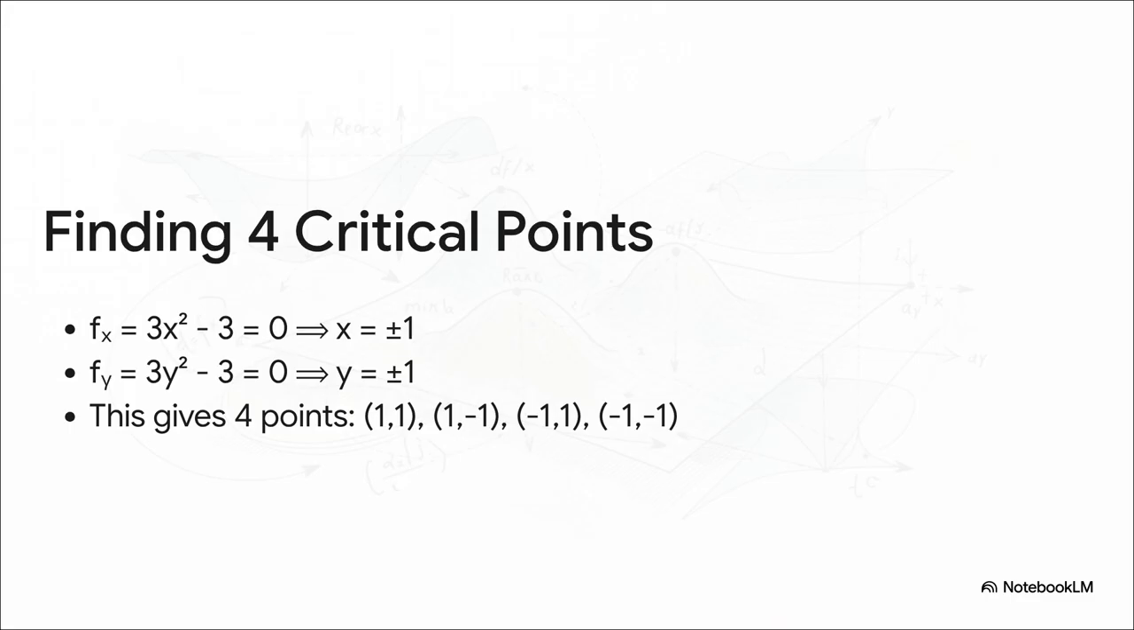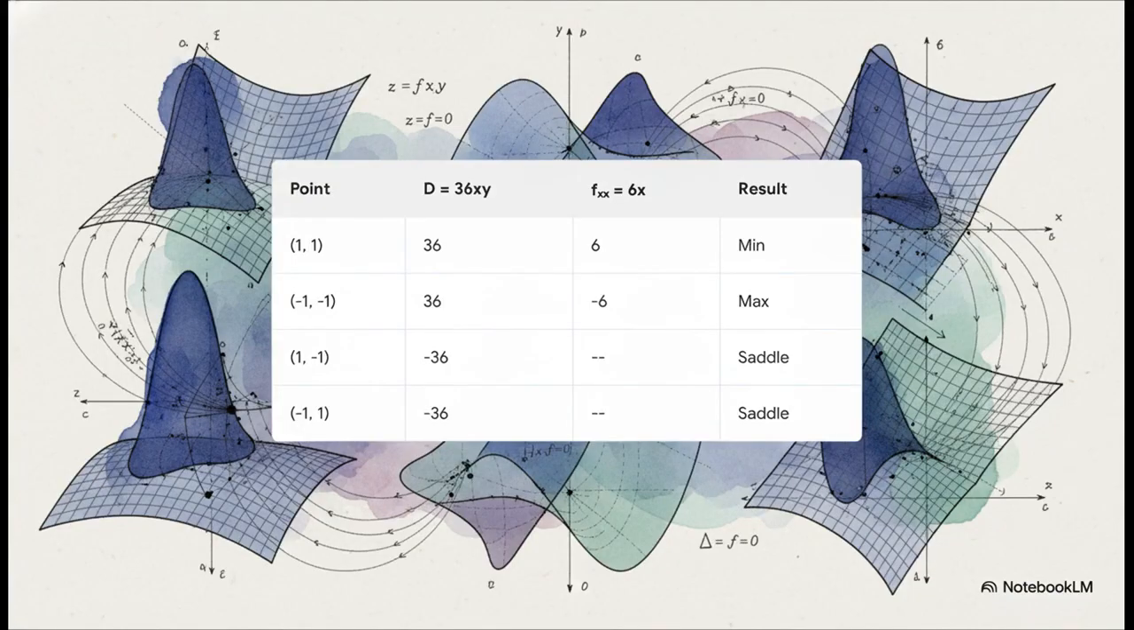So what does that mean? It means we have to check every single possible combination. You take an x, you take a y, which gives us a grand total of 4 candidate points we have to test.